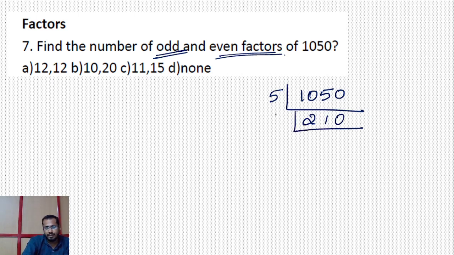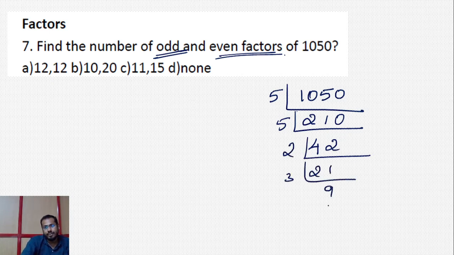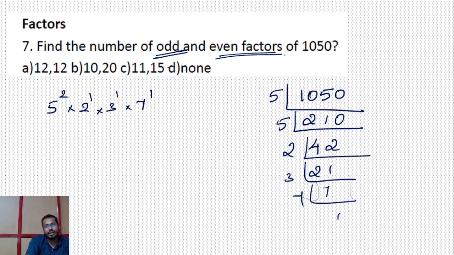Next, I need to take 10 5 21. 4 times 5 4s are 20. Remainder 110 is 2 times. Right. Then 2 2 1 3, 7. That's it. 7 1. So 5 2 times, 2 1 time, 3 1 time, 7 1 time.